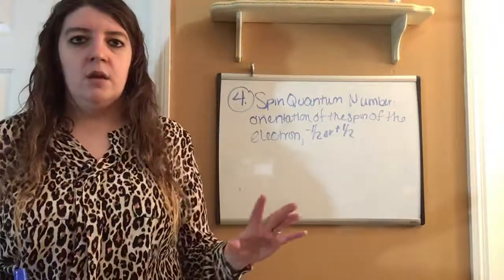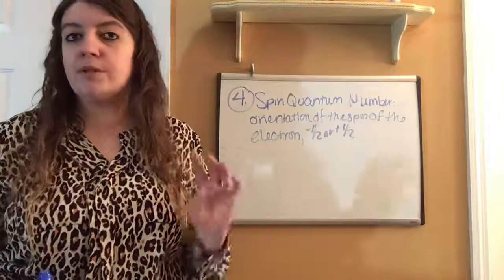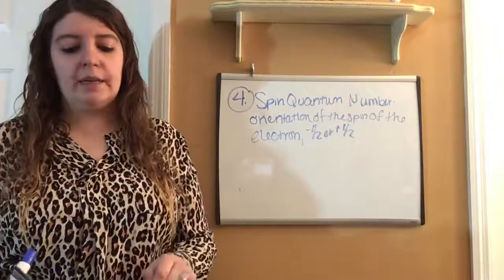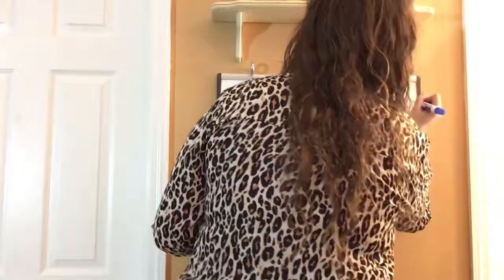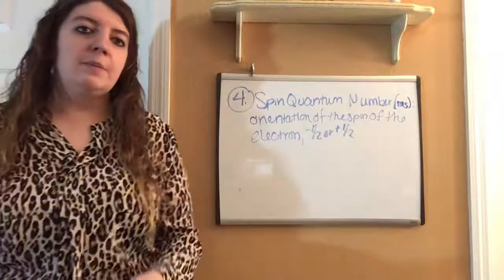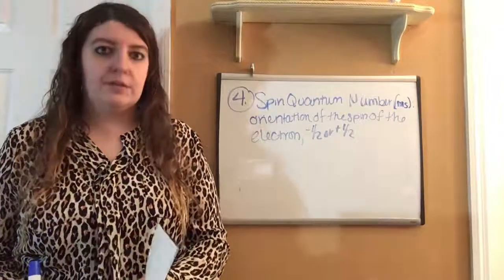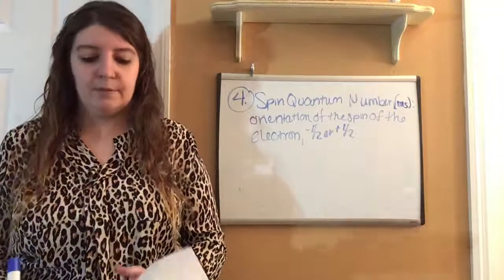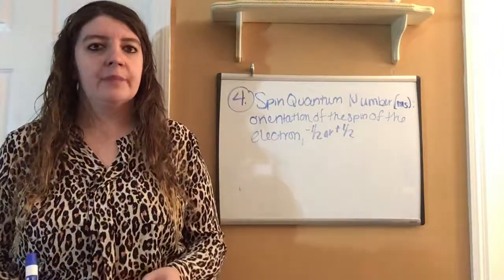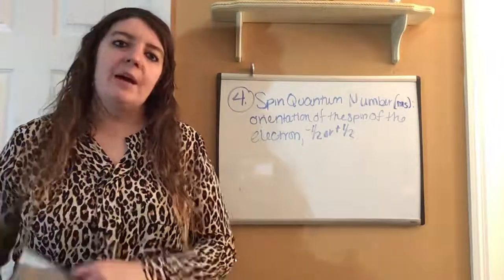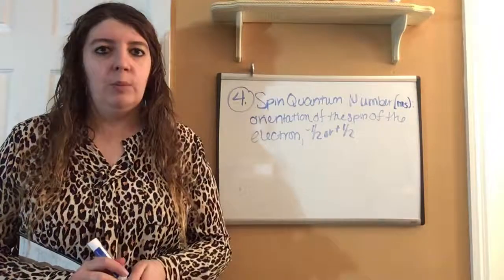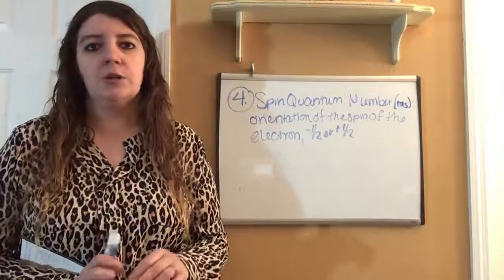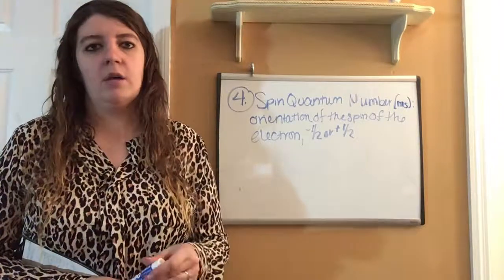So if you see 0 or something written for your spin quantum number, your M sub S, then it is not correct. It is not an acceptable quantum number. You cannot use it. So I'm going to stop this video here, and we'll continue with what are acceptable possible quantum numbers that can be used within our system of quantum numbers. Okay?